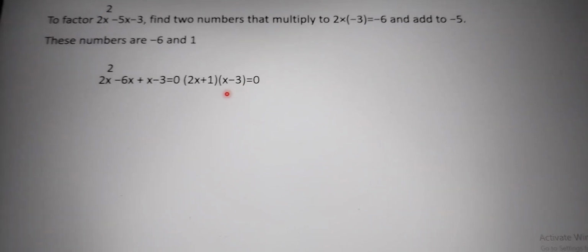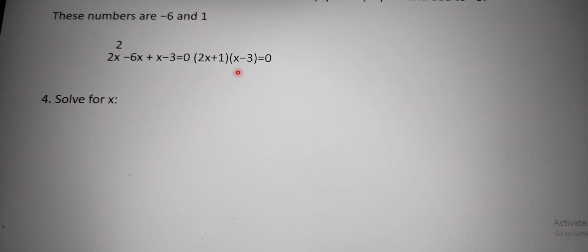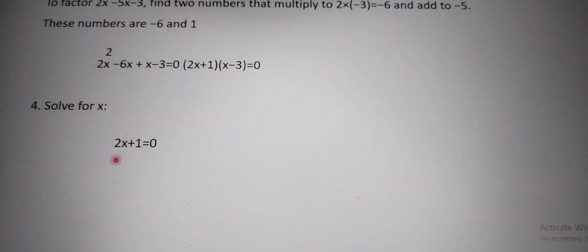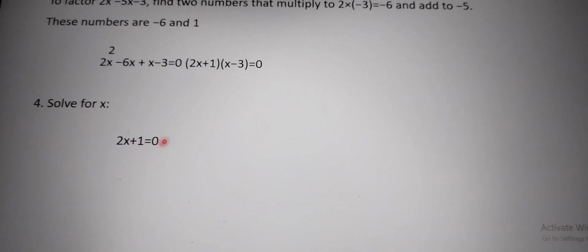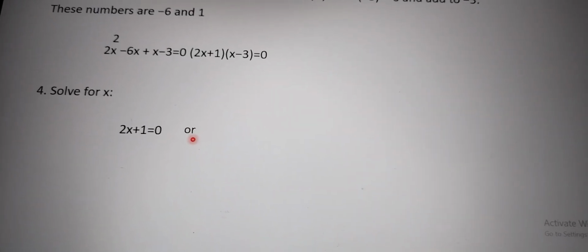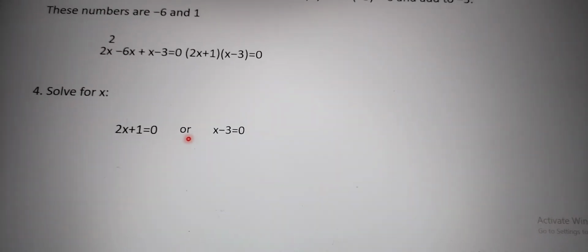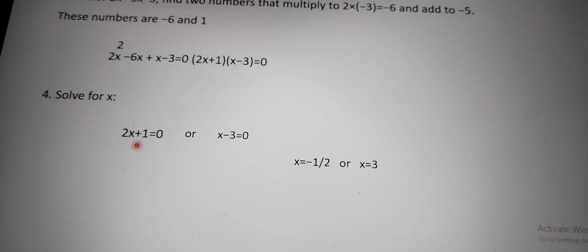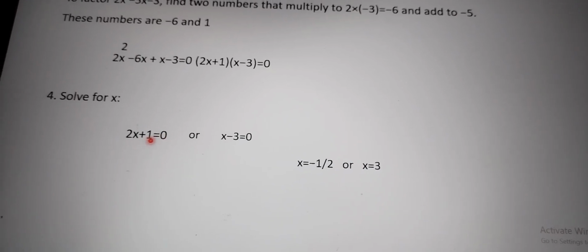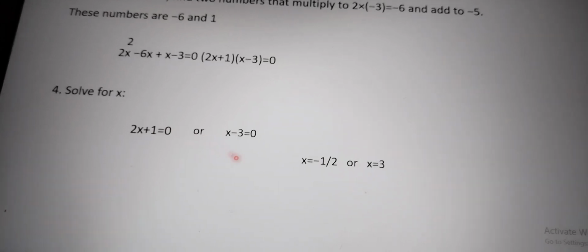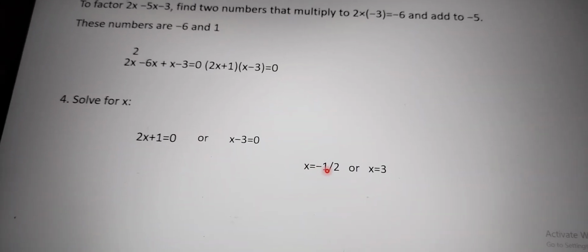So the next step is to solve for x. We're going to solve what x is. First one is 2x plus 1 is equal to 0. This is the first form for x. Or the next form is x minus 3 is equal to 0. So x has two solution sets right now. When we solve it using method 1, 2x is equal to negative 1, because the positive goes there to be a negative. When we divide, it will be negative 1 over 2.